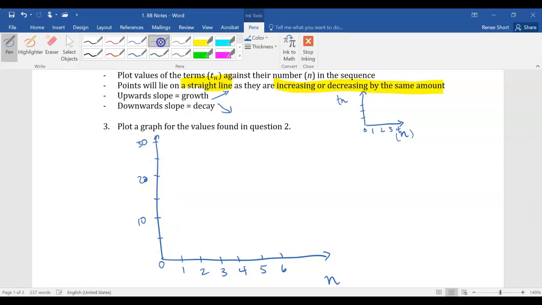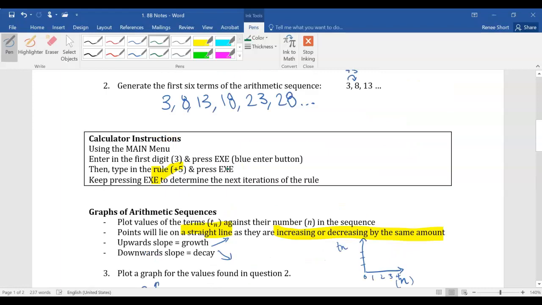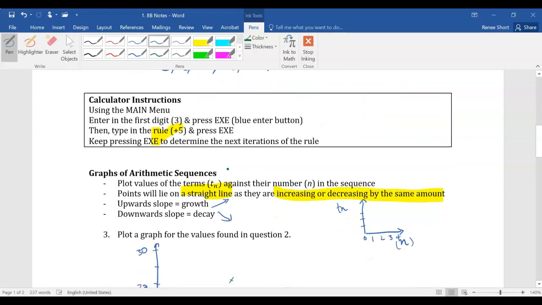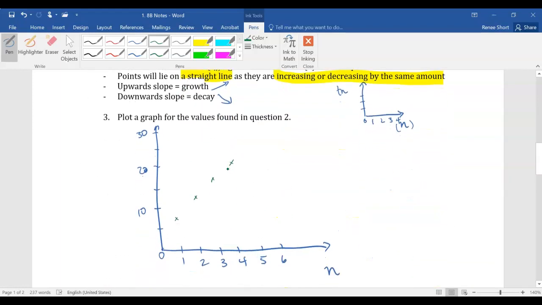So we started with 1 and 8, so that'll be about here. 2, 13, 3, 18, 4, 23. I missed a number. So we started with 3. Let me try that again, guys. Just write that out. Sorry. We started with 3. So we started down here at 3. Then we went up to 8. Then we went up to 13. Then 18. Then 23. And then 28.